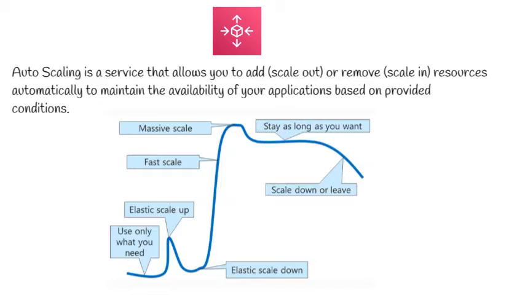So in the first point you can see: use only what you need. It means that you need to provision the number of instances whatever is required. When you are deploying your application the first time in the production environment, at that time you are taking the number of instances required. That will become use only what you need.